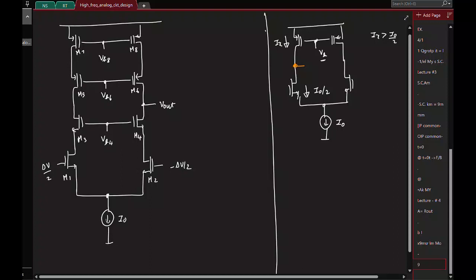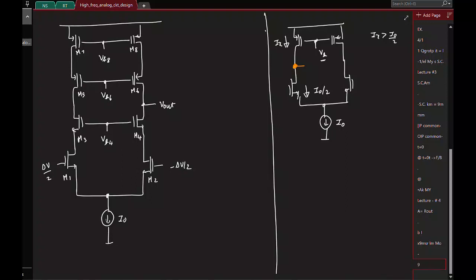What will happen to this voltage? I am pushing more current into this node than what I am pulling out, and there will always be some capacitor associated with each of the nodes. If more current is pushed into a node, what happens to that node voltage? That will keep increasing, right? So this will increase, and in this case should I increase Ix or decrease Ix? I should decrease Ix.